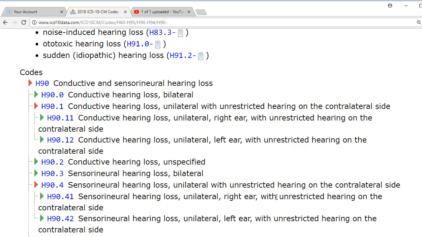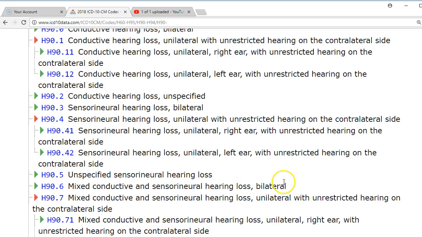So the way we would code this is the doctor would tell us it's sensorineural hearing loss, which it most likely would be if it's congenital. So we would go to our sensorineural hearing loss, and again, it would be unilateral right ear because they don't have a right ear, with unrestricted hearing on the contralateral side, the opposite side.